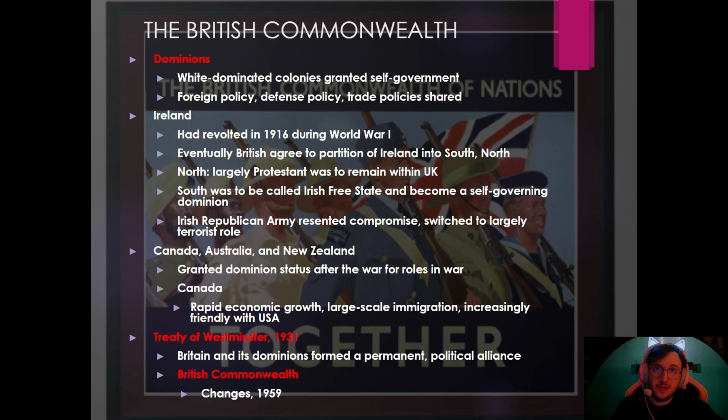1931 rolls around and we get the Statute of Westminster. And what this does is Britain and its dominions, Canada, Australia, New Zealand, form a permanent political alliance. Right? Permanent. You can't leave. And that still exists today. And this creates the British Commonwealth. Right? Now it does change a little bit, but those echoes still exist.